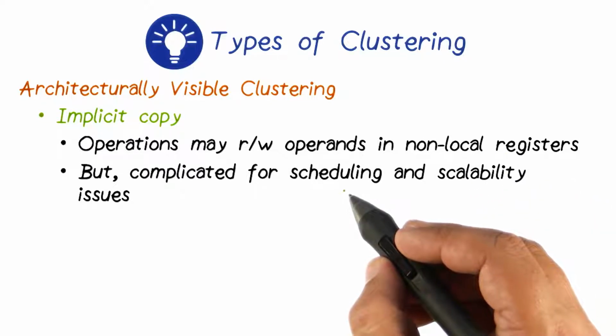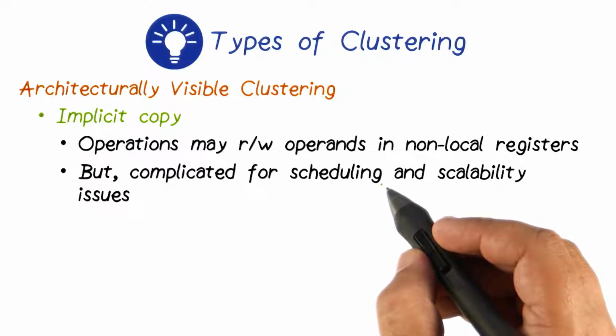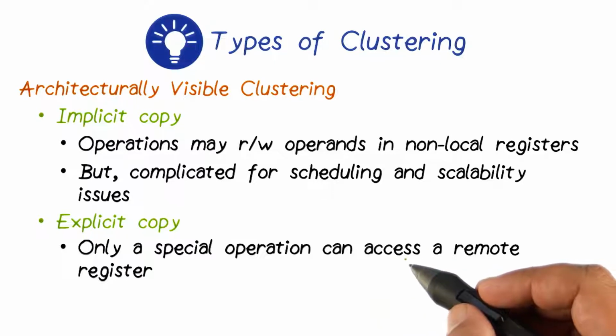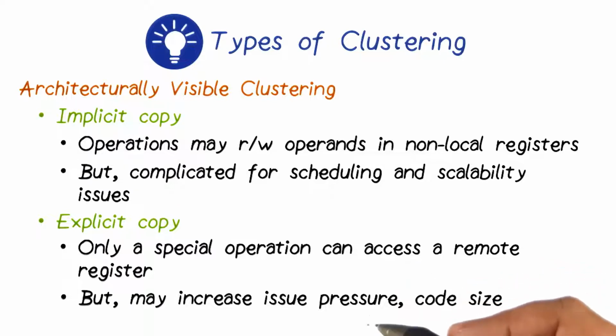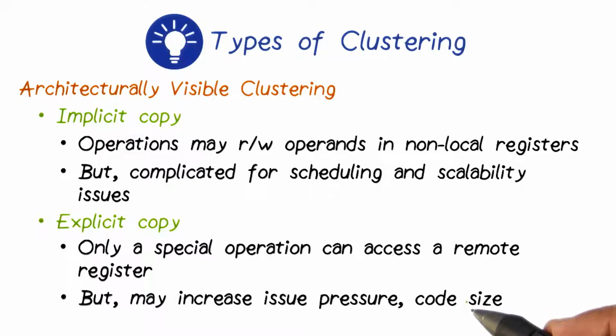However, the drawback of implicit copy is that it is complicated for scheduling and scalability issues. In other words, if you have to get a non-local operand, it costs latency again, and that will slow down and throw the pipeline out of balance. In case of explicit copy, one can only access a remote register through a special operation, and that special operation is under the compiler's control and has to be inserted at the right place in the code. Such explicit control allows great scheduling and scalability, and there are no surprises involved there. However, this may lead to an increase in register pressure and also code size, because many times it might be better to fetch and replicate the register at a local cluster, and that means two or more copies of an operand could reside, and therefore could result in a lot more register pressure.